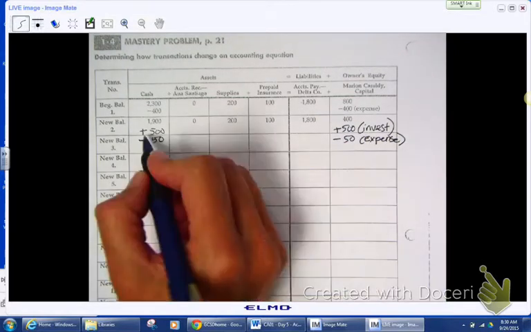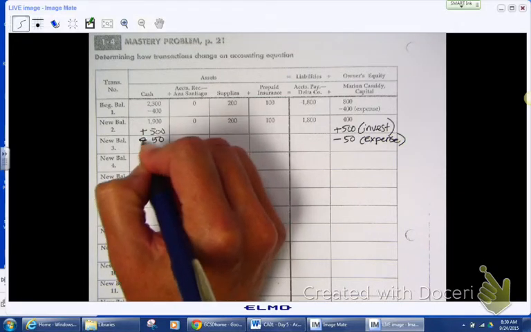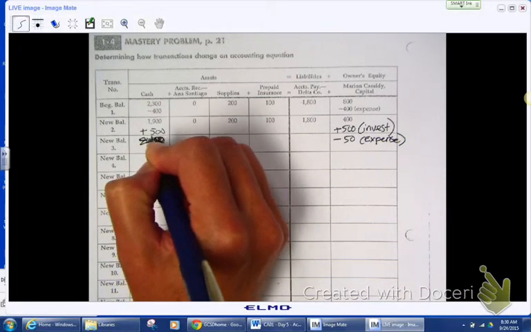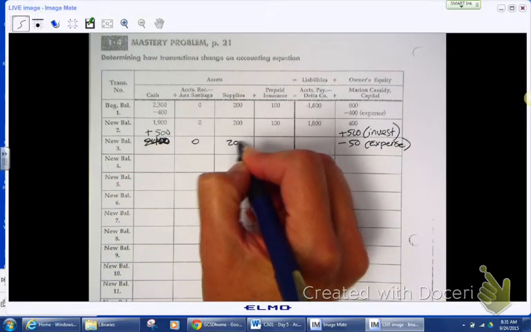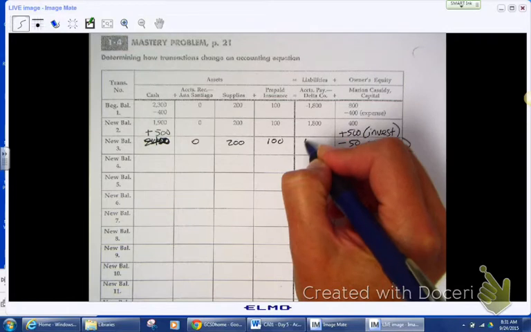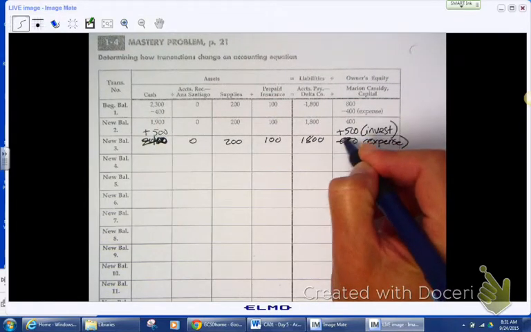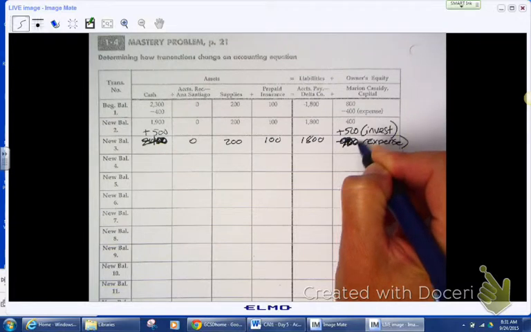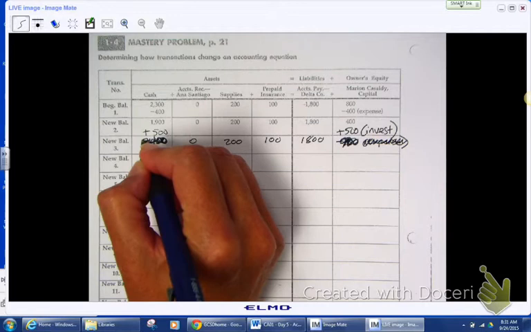Oh, my goodness. My bad. Totally my bad, guys. I didn't bring the balances down. I thought it looked wrong. Okay, so 2,400, right? 0, 2, 100, 1,800. My bad. I didn't bring my balances down. This is why you do it in pencil.